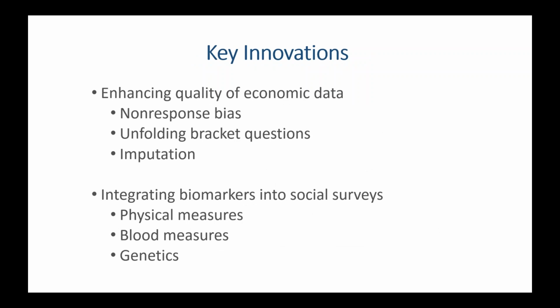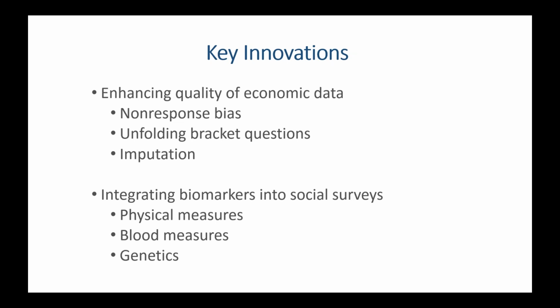And so often people have missing data. So unfolding bracket questions were incorporated into this, so that when someone says, well, I don't know, the interviewer then asks, well, is it more or less than a certain number of dollars? So is it more or less than $1,000? And if the person says, well, it's more, then you can ask, well, is it more or less than $10,000? And the idea is that you can still include these people in your analysis. You won't have to drop them because of missing data, by using imputations.